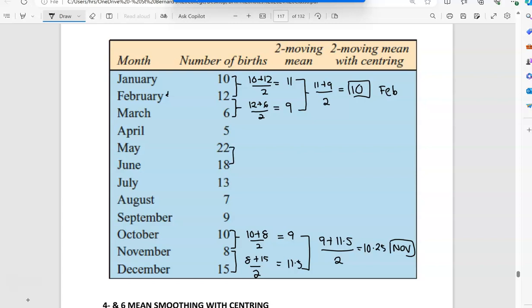Say, for example, just to help you out, if I had to do June, I'd go one before and one after. So it'd be 22 plus 18 divided by 2 equals 20. And then 18 plus 13 divided by 2 equals 15.5. Then you add those two and you divide by 2, which would be, what would that be?